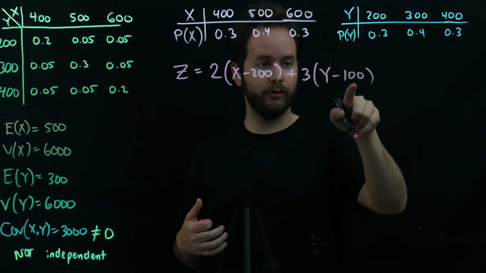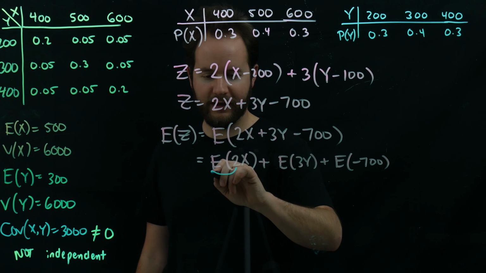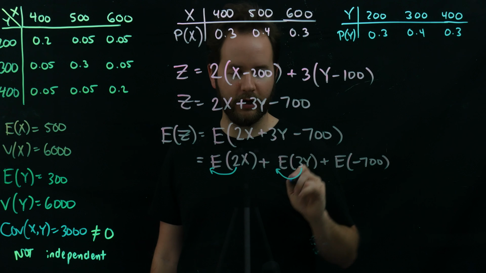This will allow us now to create the expected value of z and the variance of z. I'm going to take the expected value of both sides. The expected value of the sum is the sum of the expected values. So I can write this as e of 2x plus the expected value of 3y plus the expected value of negative 700. One thing to remember for expected value is you can take out any constant coefficient on those variables. So what we end up with is 2 times e of x plus 3 times e of y. And the expected value of a constant is just that constant. So we just get minus 700.